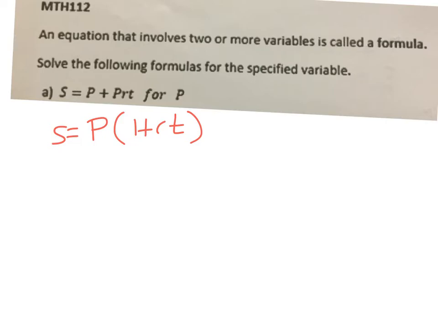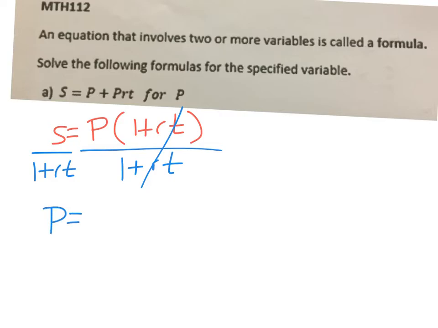But now my goal, I have a single P, and I want to get that P by itself. Why is it not by itself? Because it's being multiplied by 1 plus RT. So I'm going to divide by 1 plus RT on both sides. That leaves me with, I'm going to flip it, P equals S over 1 plus RT.